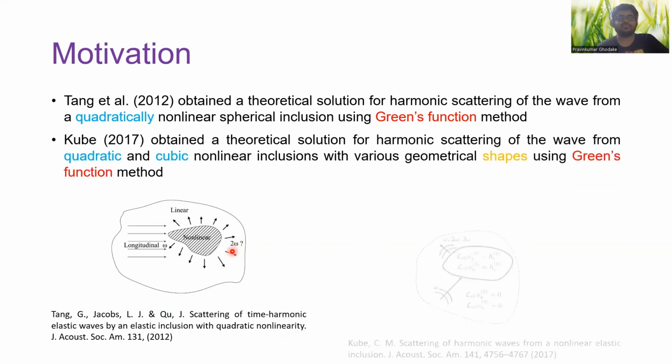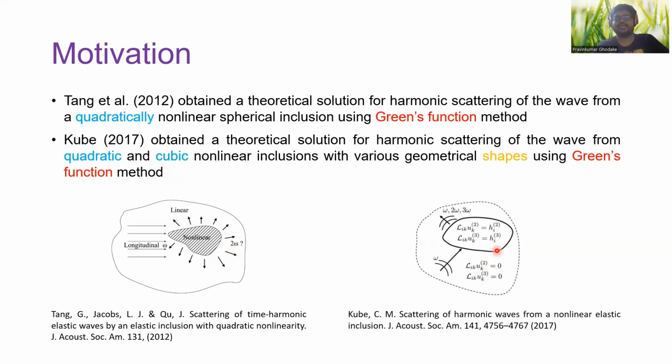So the same formulation was extended by Kube for the quadratic as well as cubic nonlinear inclusion, and he studied harmonic scattering of both longitudinal and transverse waves for both the nonlinear inclusions, and he demonstrated the presence of fundamental, second harmonics as well as third harmonics scattered waves. And both discuss the sensitivity of the harmonically scattered waves with respect to scattering angle. For more details, please look into this beautiful article. Kube discussed harmonic scattering very nicely.